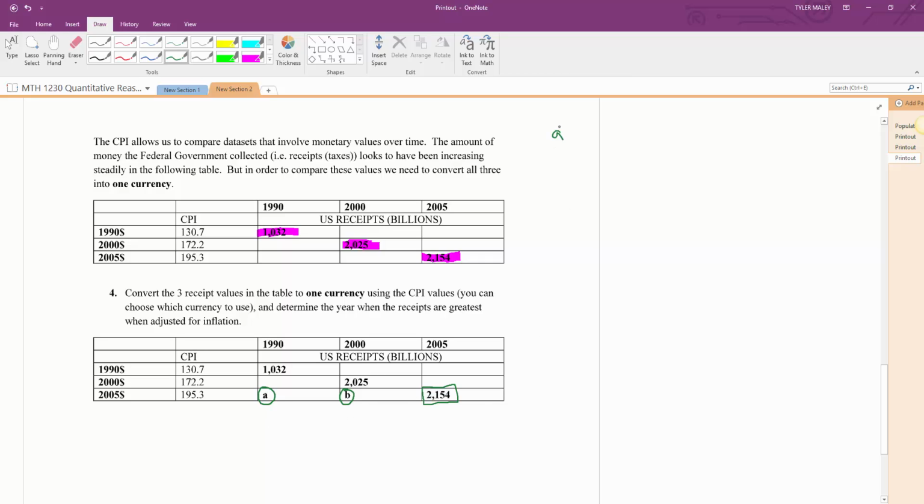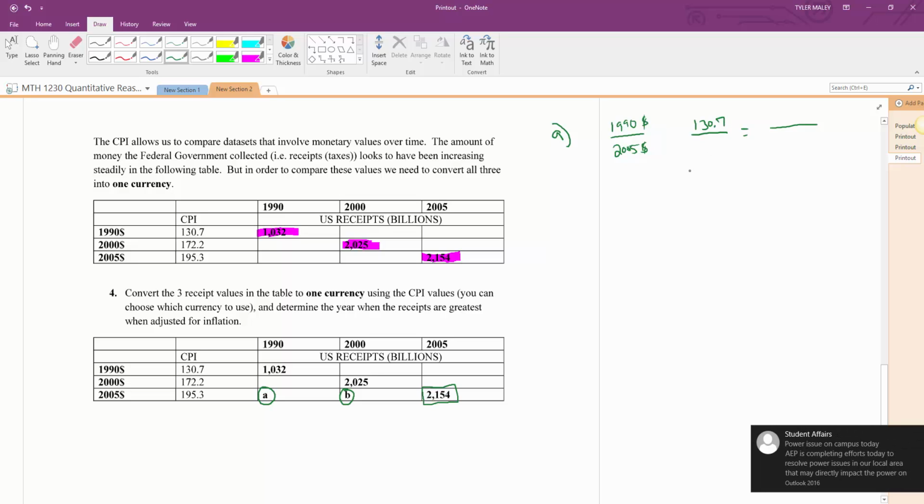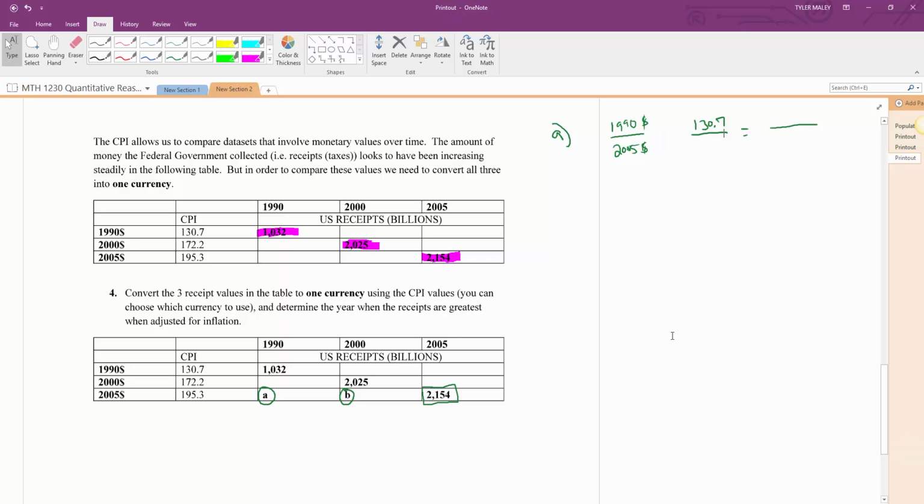So if we look at part A, to set up this proportion, I want to go from $1990 to $2005. I'm just writing here as a reference. I want to compare their CPIs on one side. So the CPI in 1990 was 130.7, and the CPI in 2005 was 195.3.